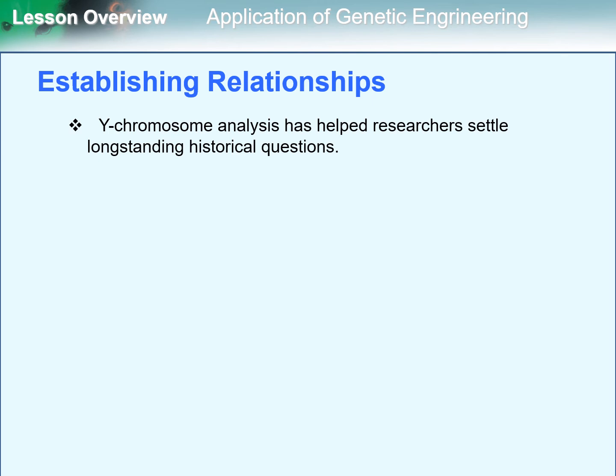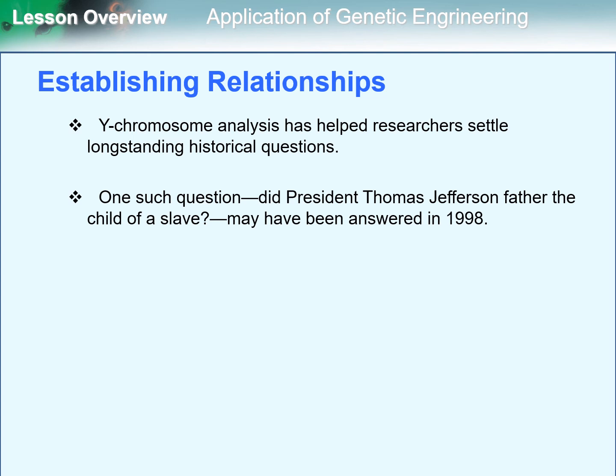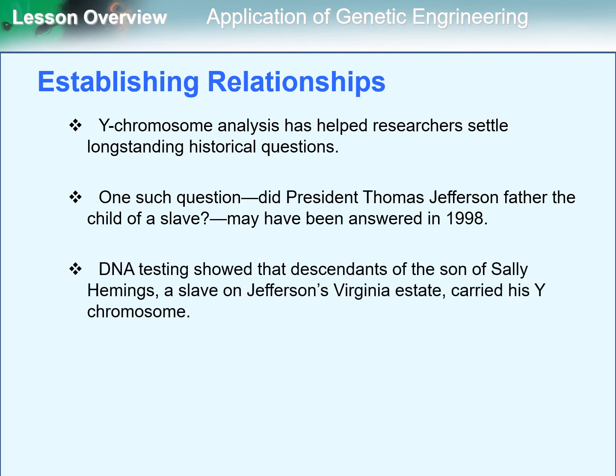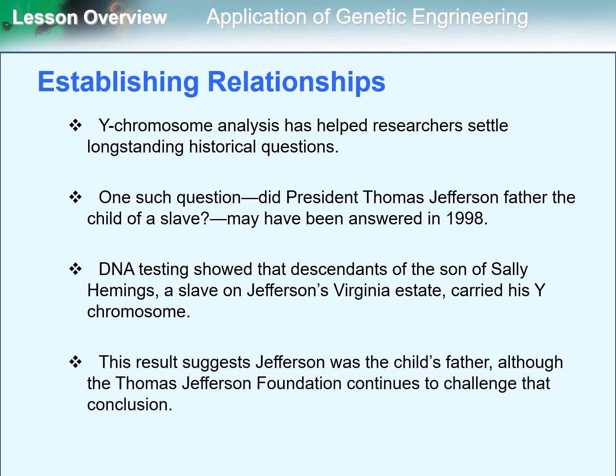Now, Y chromosome analysis has helped researchers settle long-standing historical questions. One such question, did President Thomas Jefferson father the child of a slave, may have been answered in 1998. DNA testing showed that descendants of the son of Sally Hemings, a slave on Jefferson's Virginia estate, carried his Y chromosome. This result suggests Jefferson was the child's father, although the Thomas Jefferson Foundation continues to challenge that conclusion.